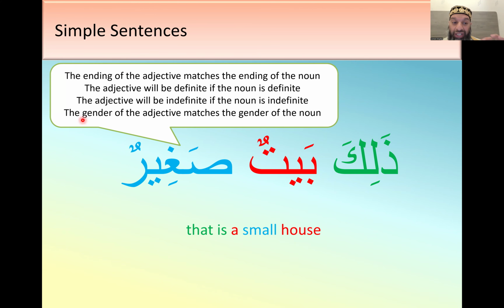And lastly, the gender of the adjective matches the gender of the noun. Baytun is masculine. It's already written in the Quran, but it's just information for you. So the description is also going to be masculine. If it was a feminine word, then this would be saghiratun. The tam al-buta would come here to make it feminine. But this word is masculine, so its description is also going to be masculine.